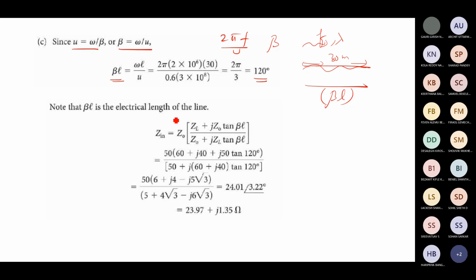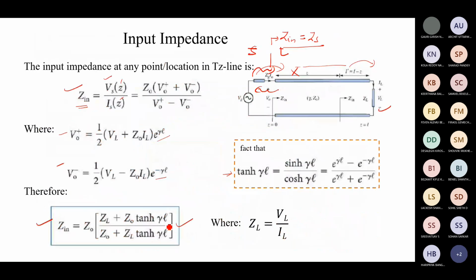Next, this beta L is often used in many places, because if you see the impedance equation, you can easily see that tanh gamma L is there. What is this gamma L? Alpha L plus j beta L. So this beta L is often referred to. Alpha L may be 0 for a lossless transmission line, but beta L cannot be 0. It's supposed to be there.